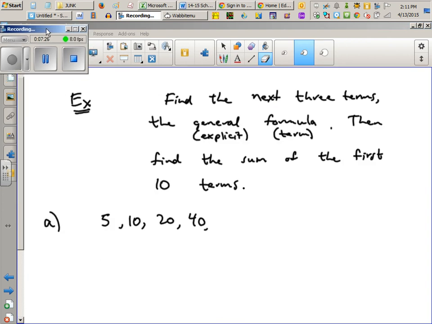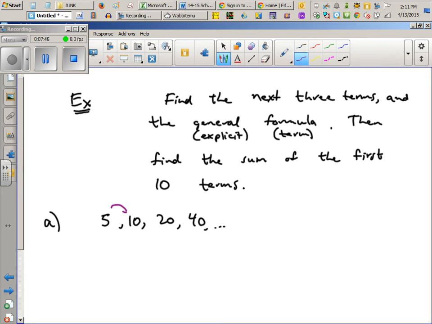Okay, go ahead and take a moment and write down this example. It says find the next three terms, the general formula, and then find the sum of the first 10 terms. Okay, so after examining this, you can pause it and do it if you like. After examining this, you can realize that the basic idea is that we're doubling. In fact, this is the same sequence we were talking about a few minutes ago. So we're multiplying by 2 each time, which makes it geometric, and it means that our next terms are going to be 80, 160, and 320.